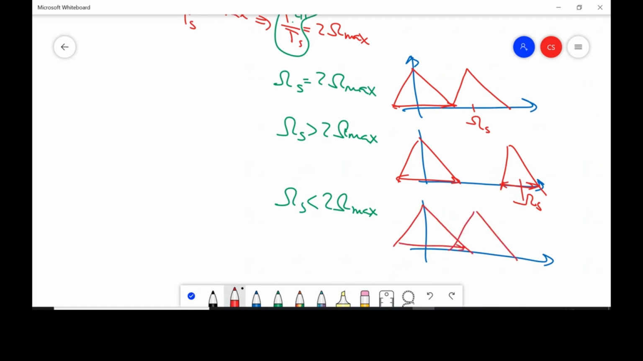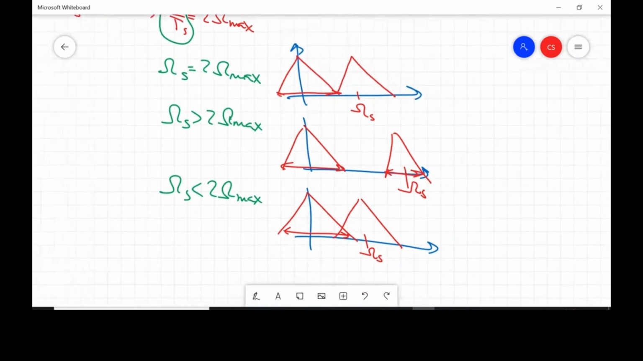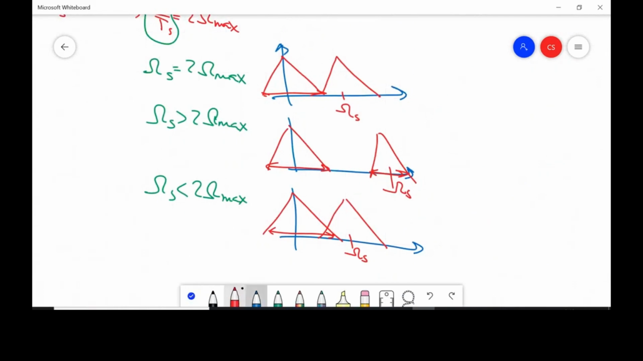So the width is still the same, but now omega s is smaller, so the two spectra overlap. Okay, so omega s, the sampling frequency, controls the relative position of these two spectra. And when we convert, we are still in a continuous frequency world. All these are continuous frequencies.